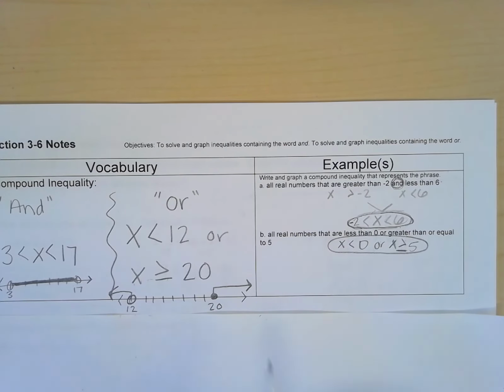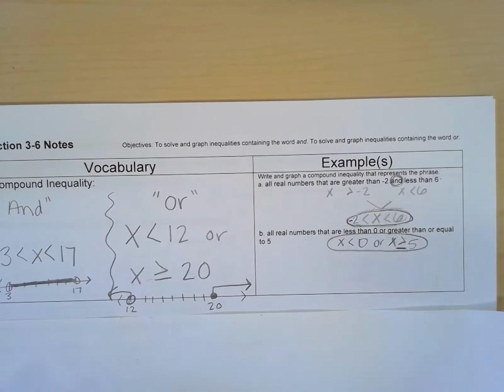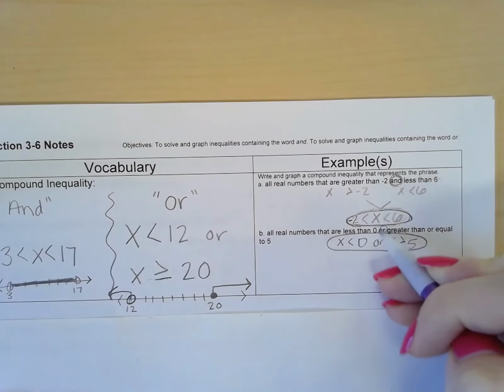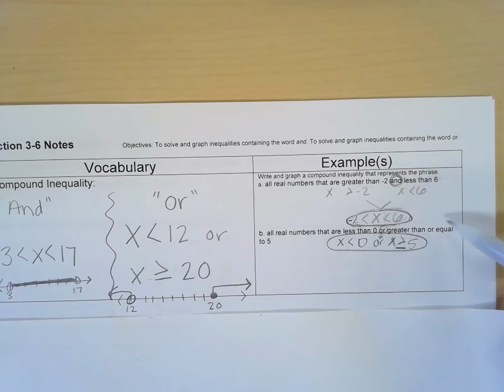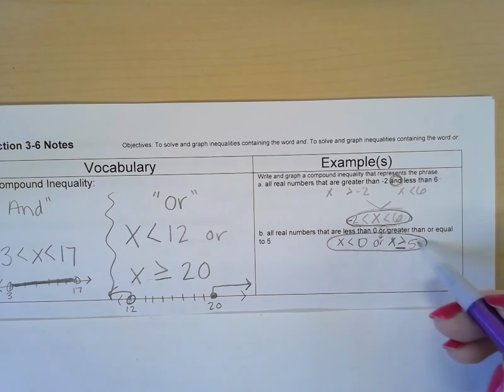Okay? So part B says all real numbers that are less than 0, or, so I'm going to have an or in the middle, greater than or equal to 5. So I'm going to write out this x is less than 0, so that's pretty easy to write out, or x is greater than or equal to 5. So I use my greater than or equal to sign and then 5.